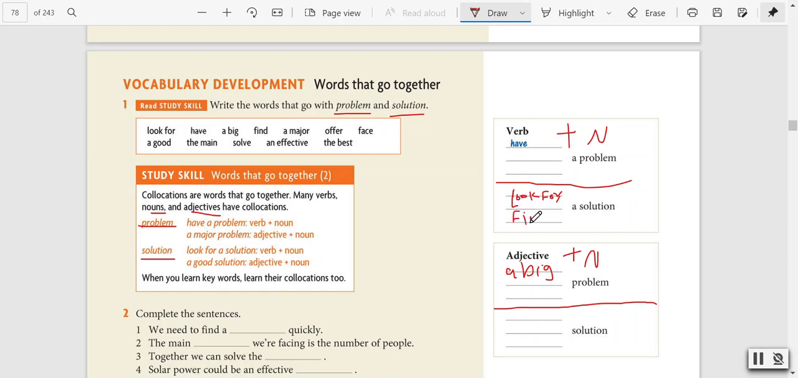Find, verb. Find a solution. And also the next word, we have a major. A major what? A major problem. A major problem, which is adjective major. And also we have what? We have offer. We can use offer for what? We can offer what? Offer a solution. Offer, it's a verb.